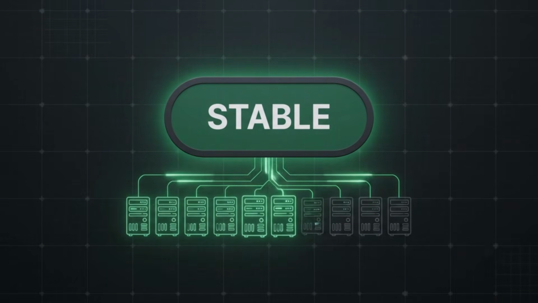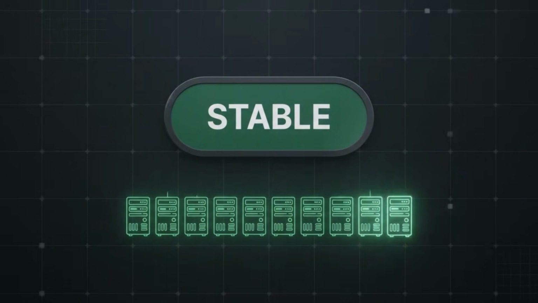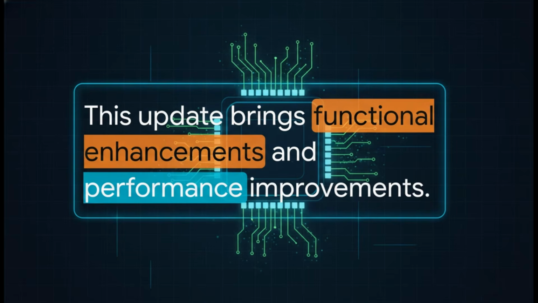But here's the crucial thing you really need to take away from this stable release. DeepSeek explicitly stated that this update brings, quote, functional enhancements and performance improvements, meaning this isn't just some marketing gimmick where they slapped a stable sticker on the old April preview code. No way. We're talking about major, tangible engine upgrades under the hood that make the model fundamentally sharper than it was just a few months ago.